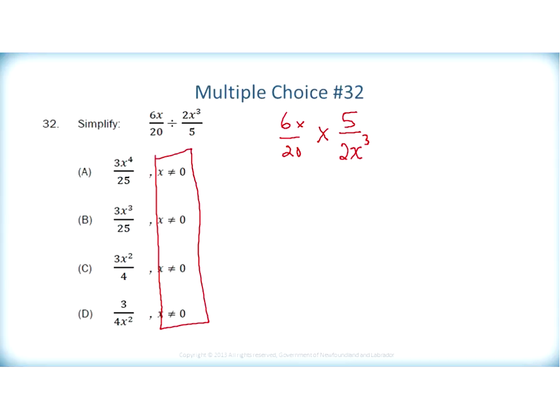So let's just cancel some common factors. We have a common factor of x, leaving x squared in the denominator. We have a common factor of 5, leaving 4. We have a common factor of 2. This would give us 3 over 4x squared. Answer will be D.